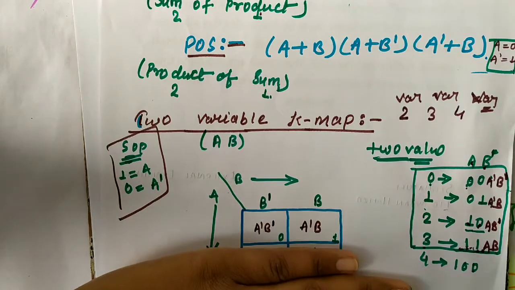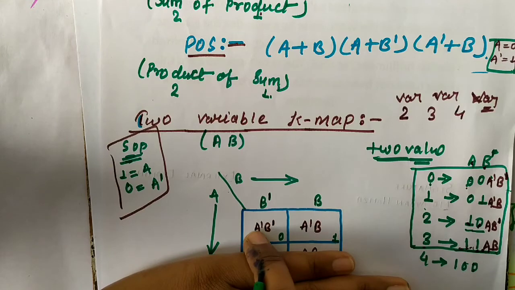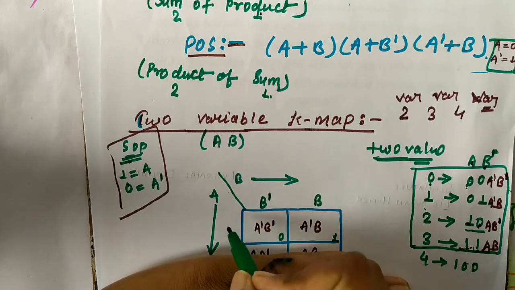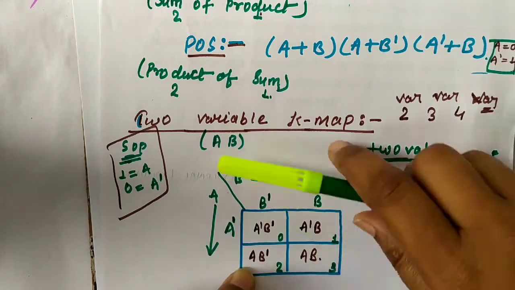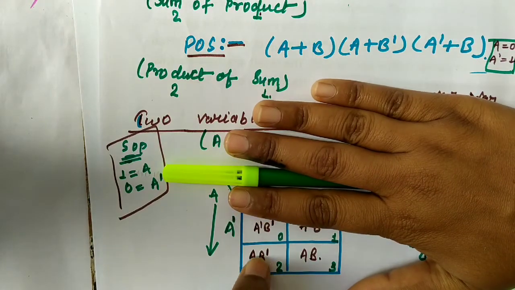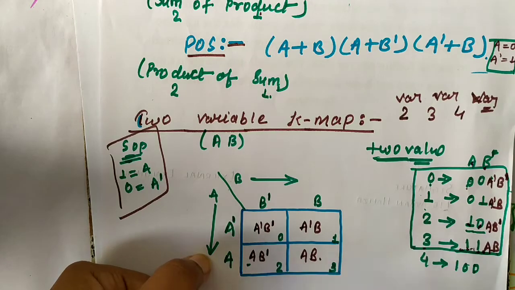For the rows, which value is the same? In this row, there is A dash B dash and A dash B. So the same value is A dash, and here we write A dash. Now in this row, which value is the same? In this row, A is the same, so here we write A.